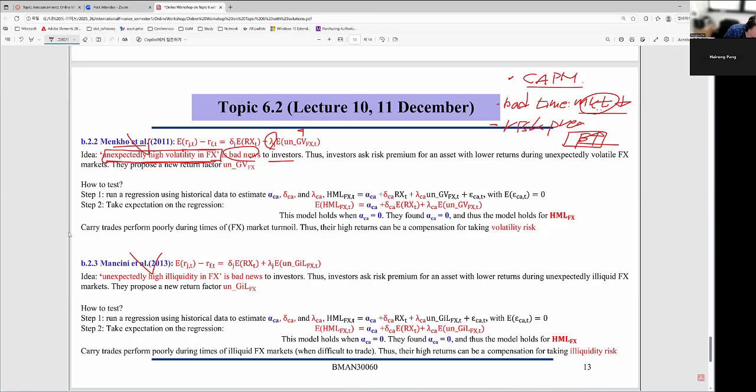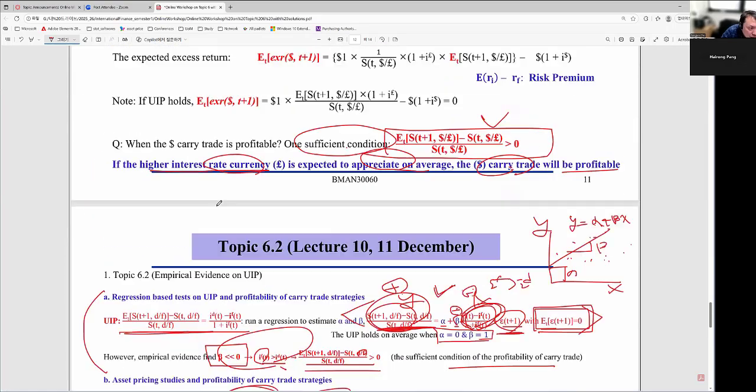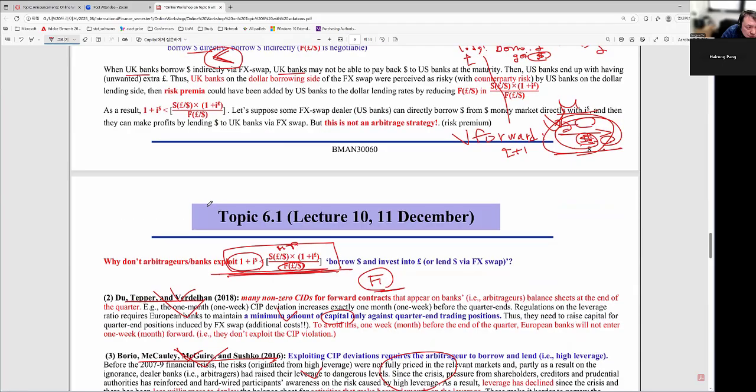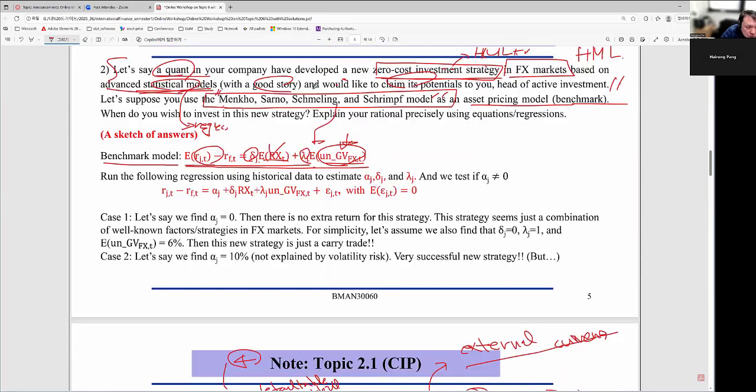How do we test? Well, we're trying to use this as a benchmark model. How do we answer whether this strategy is a new strategy or not? We need to use regressions and we need to test on alpha. So how do we form our regressions? Again, remove expectations, and add an error term, and add an intercept and slope sensitivity to each factor with this assumption. And collect the historical data and run these regressions.